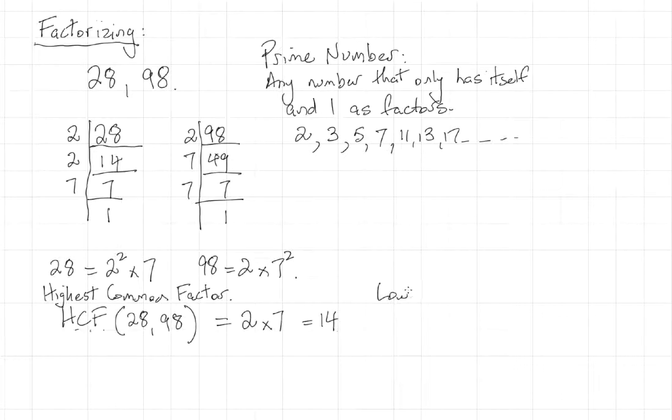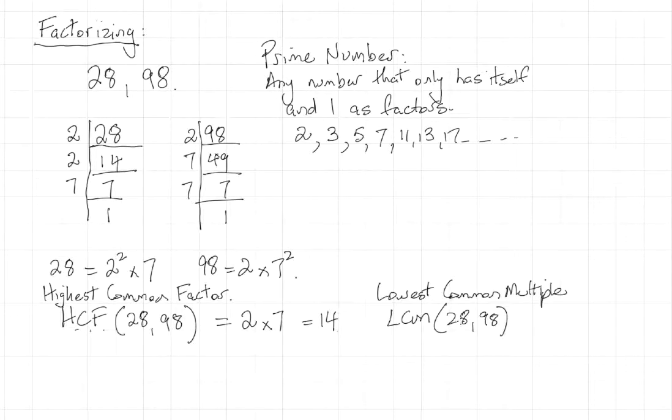The lowest common multiple is abbreviated as LCM. Now if we want the lowest common multiple, a multiple of a number is just a bigger number that the smaller number will go into. So the lowest common multiple is the smallest number that both 28 and 98 divide into evenly.